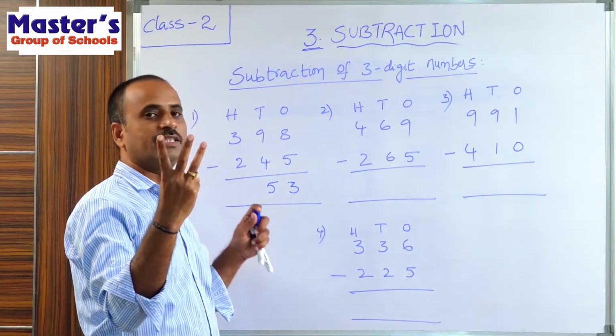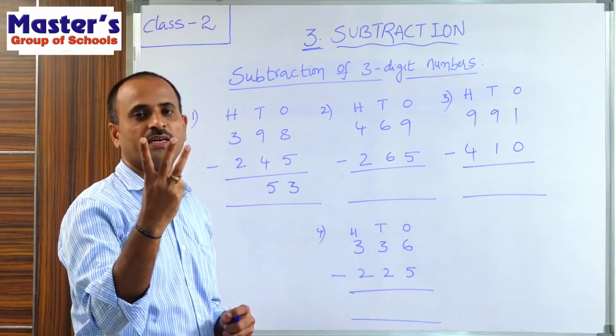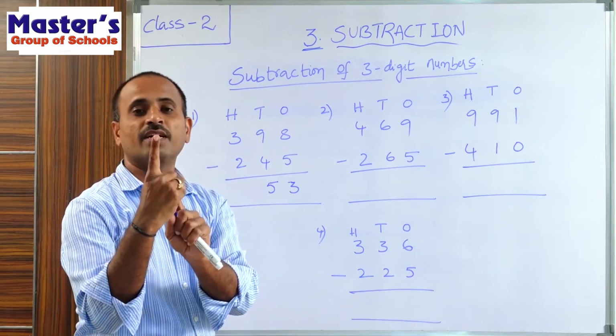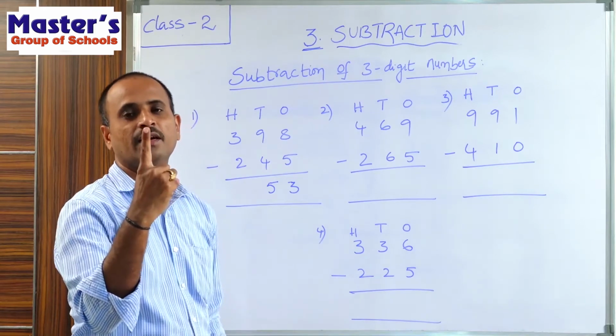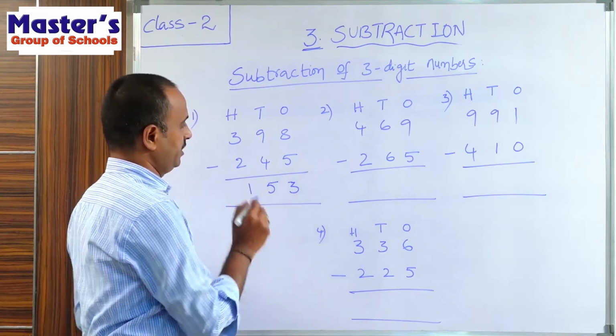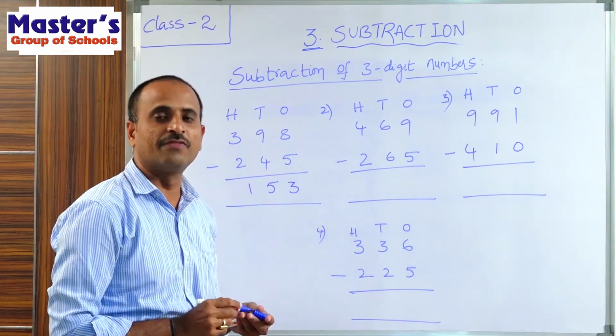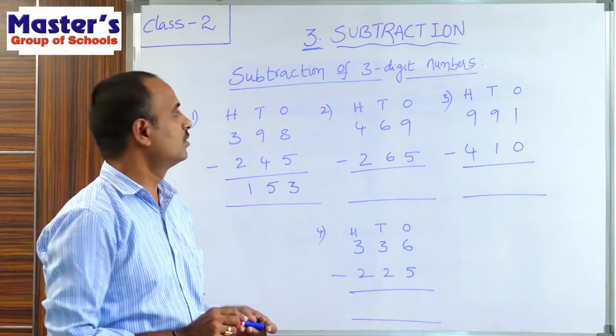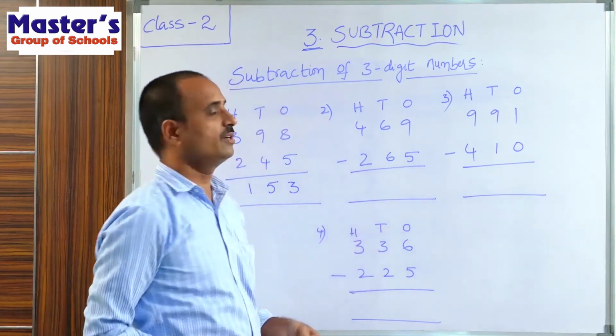And what is the second digit? 2. So close 2 fingers in these 3 fingers. 1, 2. So how many fingers are left? Children, 1 finger is left. So write 1 under hundreds place. So children, the answer is 153. So now go to the second problem, second subtraction.